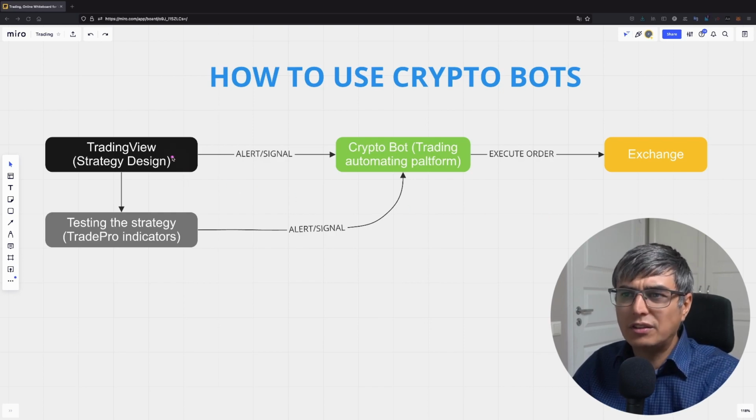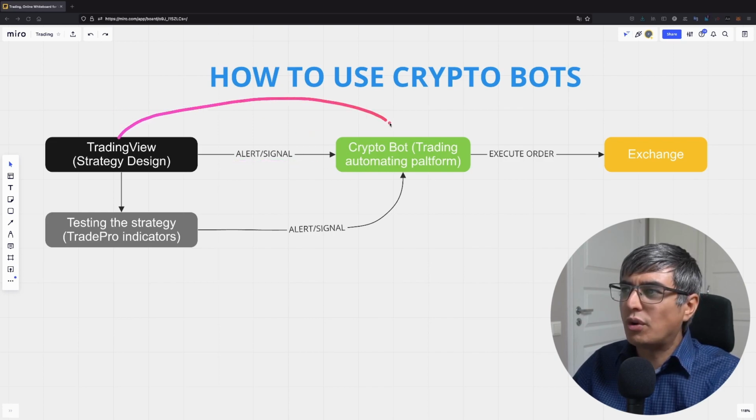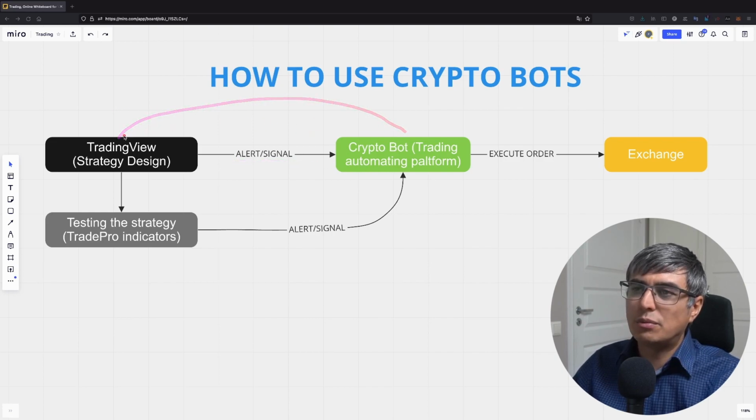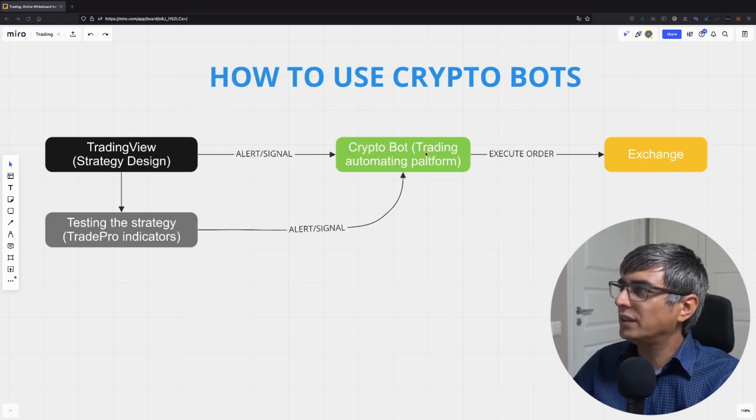So you create a strategy, a very simple one. Let's say every time the 10 EMA crosses above the 21 EMA, you want to open a trade. Then you can create in TradingView an alert based on this condition. And when that condition is met, it will create an alert. And it's created here, right? Of course, you need to connect these two together. And then the crypto bot will read that alert and execute the order here. Yes, so simple it is.